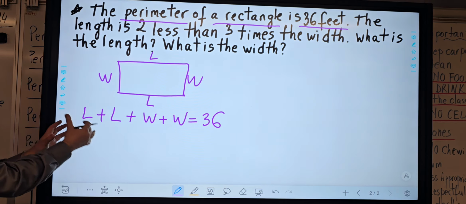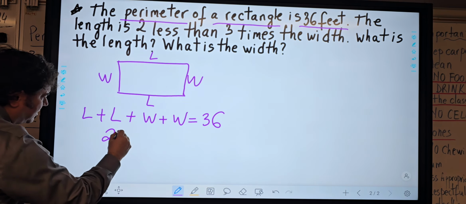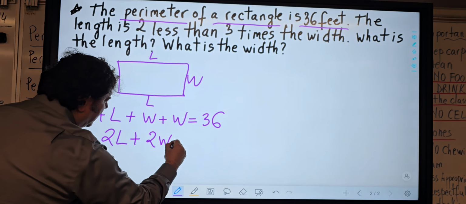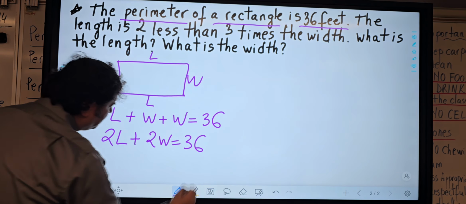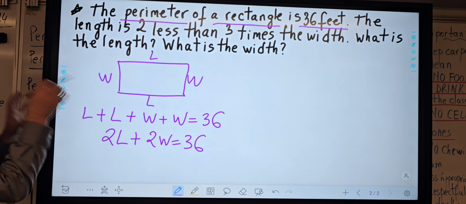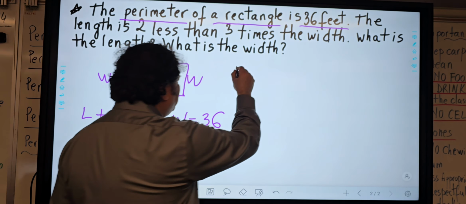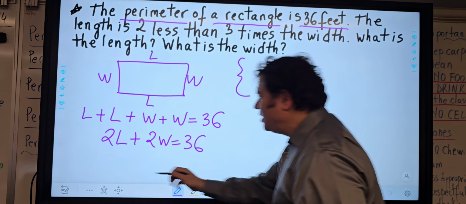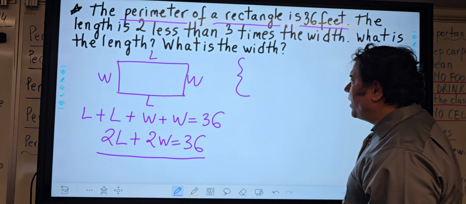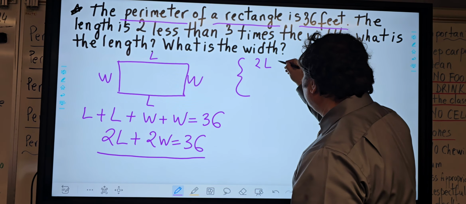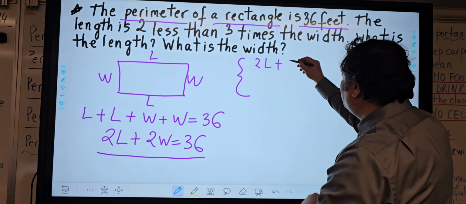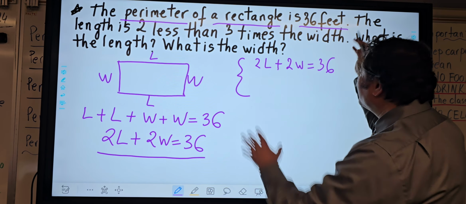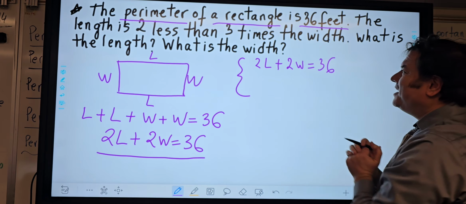But if we combine them like terms, we have 2 L's plus 2 W's equals 36. And that should be our first equation in the system of linear equations. So our first equation should be 2L plus 2W equals 36. This is our first sentence in the problem.